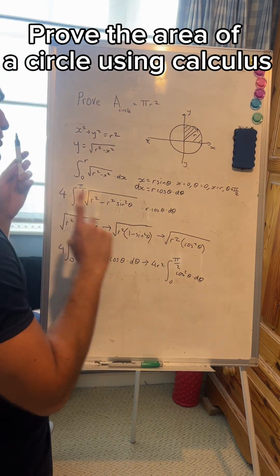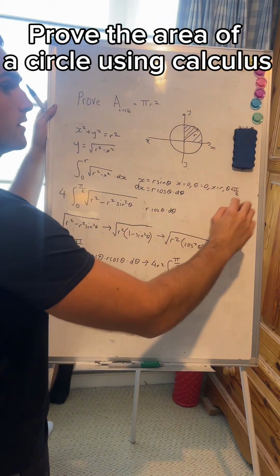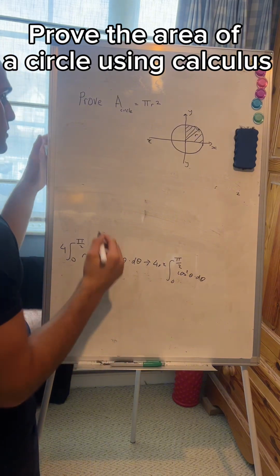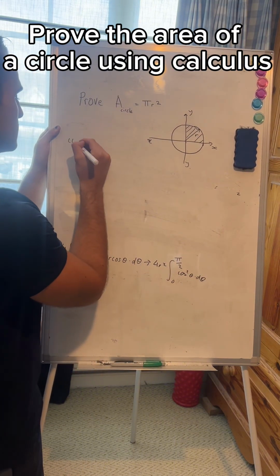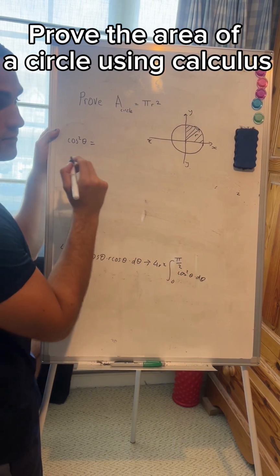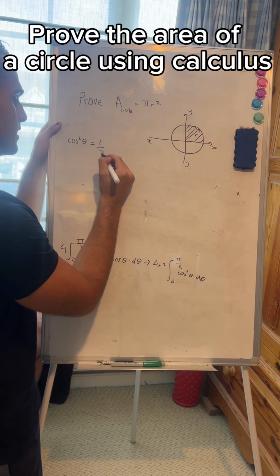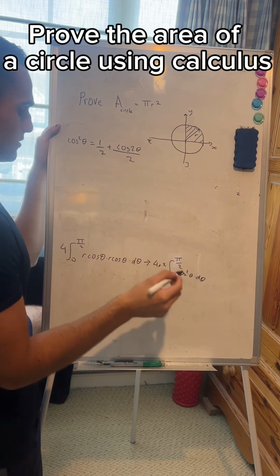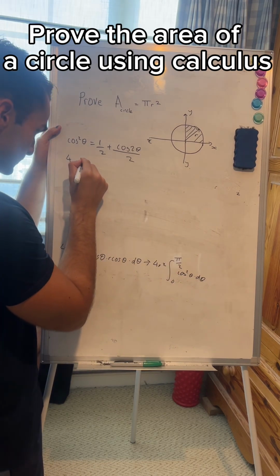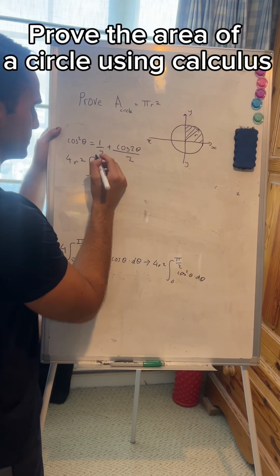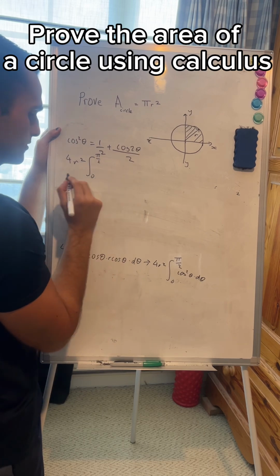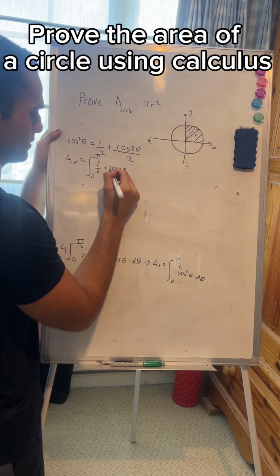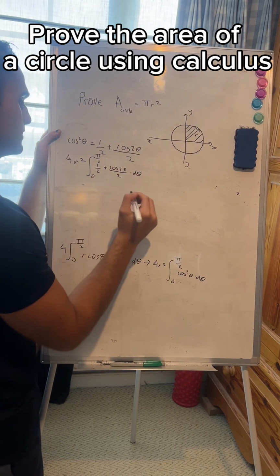I'm getting very low on the board, so I'm going to start rewriting stuff up here. So we've got 4r squared times this integral. Now we need to rewrite cos squared theta in a way that we can integrate, which, using the identity, is a half plus cos 2 theta over 2. So now we've got 4r squared times the integral between 0 and pi over 2 of 1/2 plus cos 2 theta over 2 d theta.